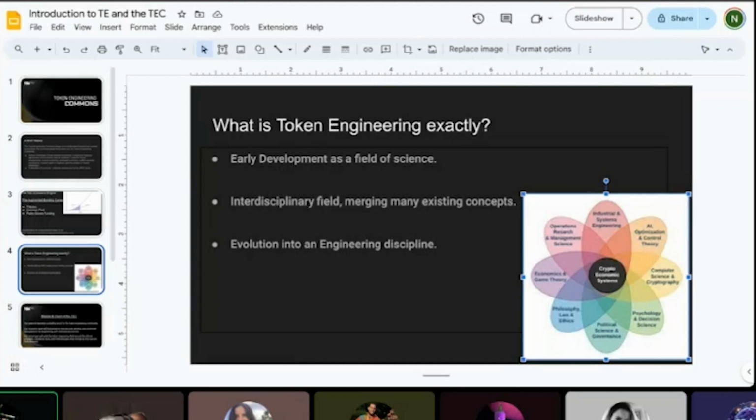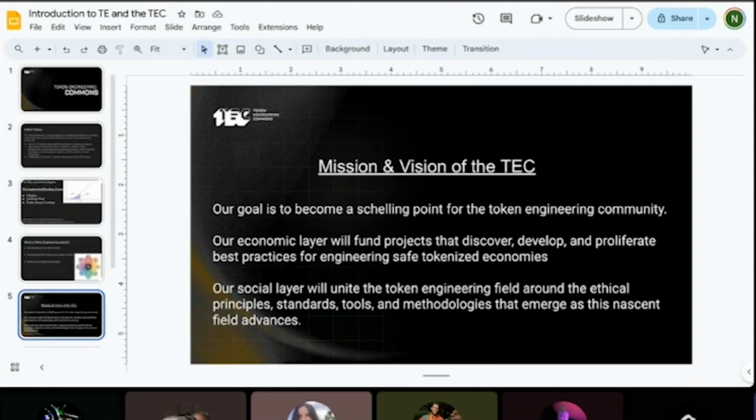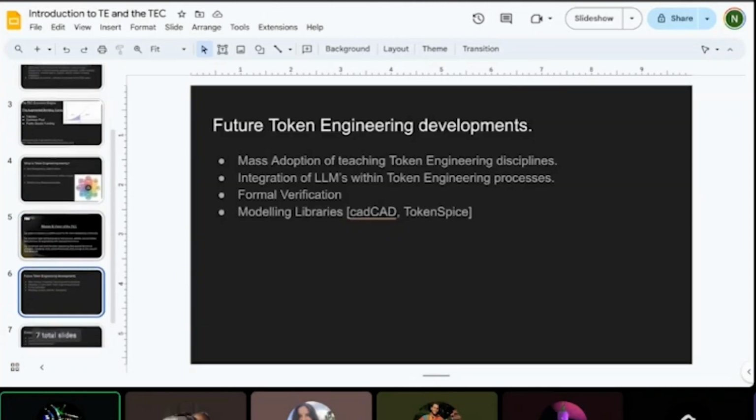That's one of the visions that we have here at the TEC. This is our formal mission and vision. Our goal is to become a Schelling point for the token engineering community. Our economic layer is to fund projects that discover, develop, and proliferate best practices. And our social layer is to unite the token engineering field around the ethical principles, standards, tools, and methodologies that emerge as we continue to advance this field. This is the core of what the Token Engineering Commons set out to be, and continues to set out to be.